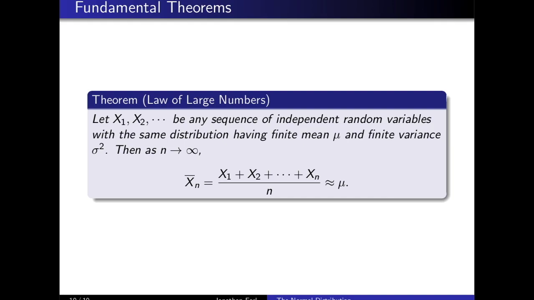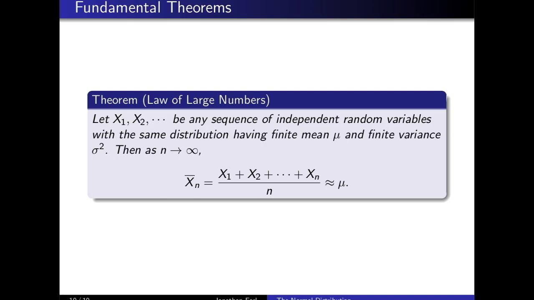So we'll let x1 and x2 all the way up to some xn be a sequence of independent random variables that are all coming from the same distribution, and that distribution is going to have finite mean and also finite variance. Then as we take more and more observations, so we let the number of observations go to infinity, the average x bar, so (x1 plus x2 plus up to xn) all divided by n, is going to be approximately mu. Or as the number of observations goes to infinity, the average of the sample goes to the average of the population, which is mu. And this is what is called the law of large numbers.